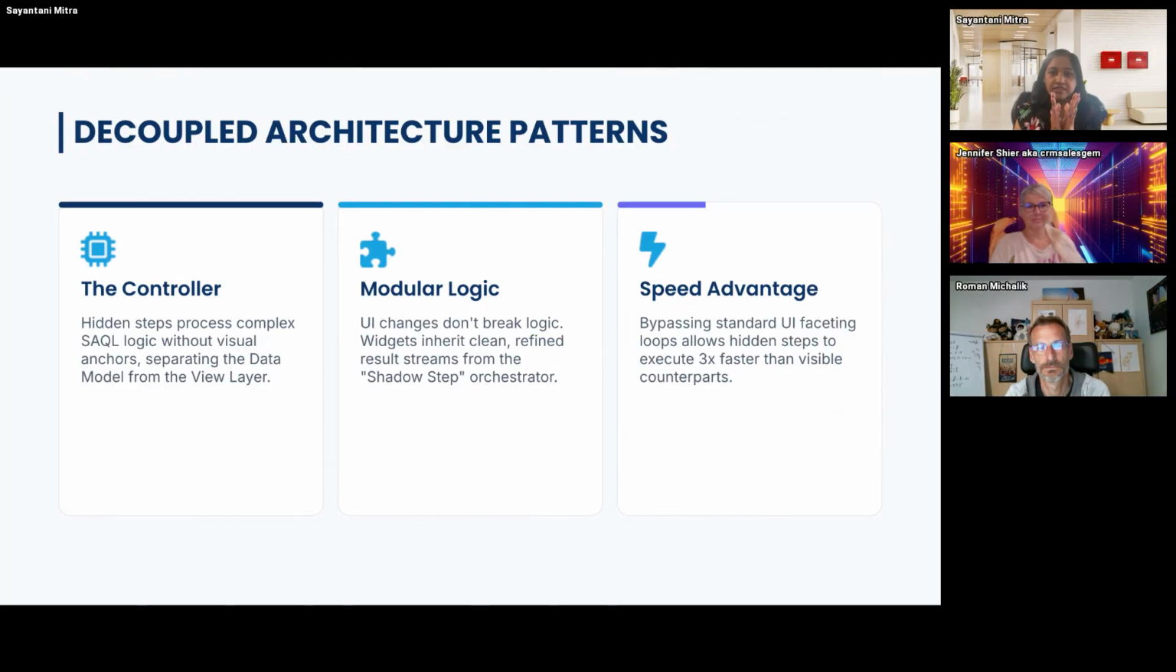The third one is speed advantage. You are bypassing a lot of UI faceting just by using that, as Philip was showing. You just click a button and it shows up. You don't have to click 5 different things to come up to a single result.